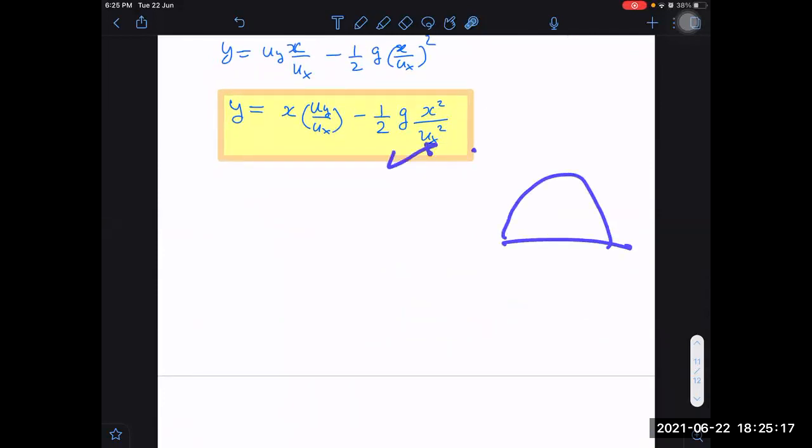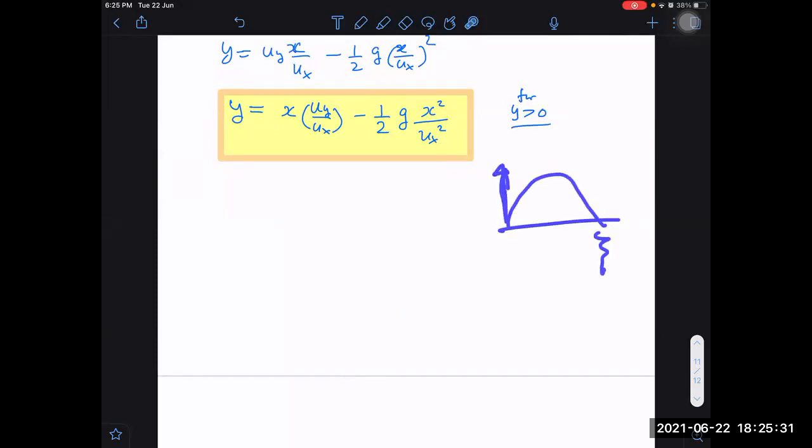So this is not always a valid equation. It is valid only for which cases? For y greater than 0. Why is it not valid for y less than 0? Because it already strikes the ground. After it strikes the ground, how can it go down? It does not go down. So it is that part of parabola which lies only above the ground.